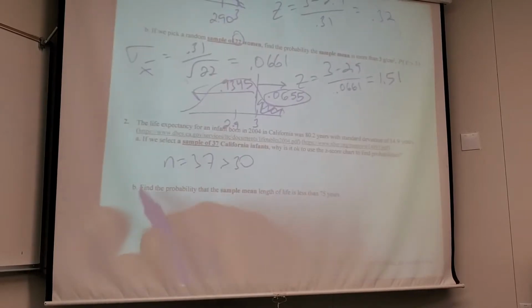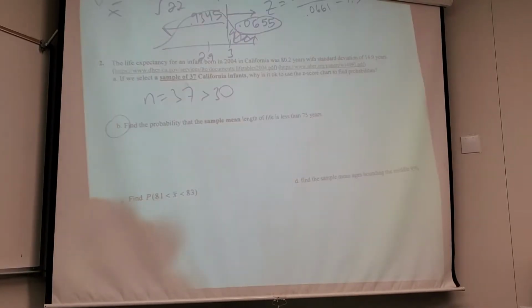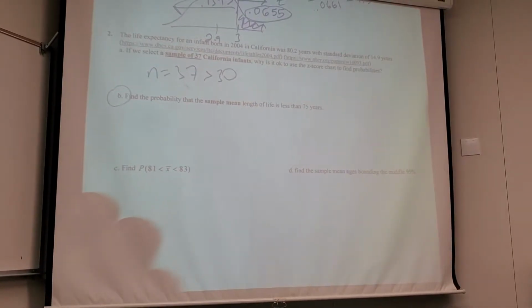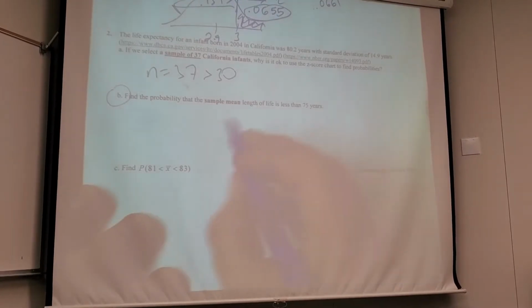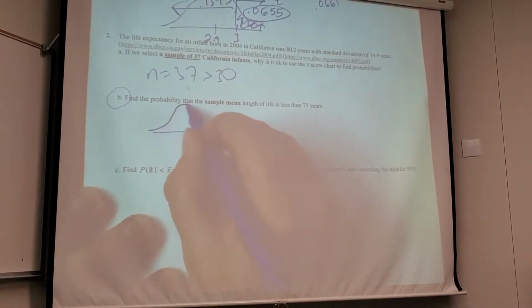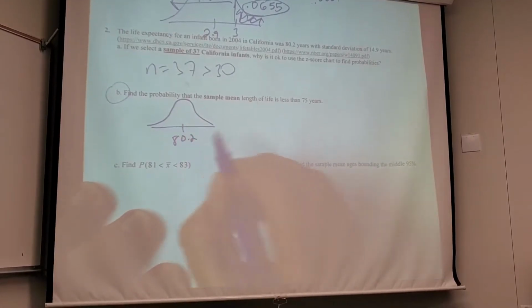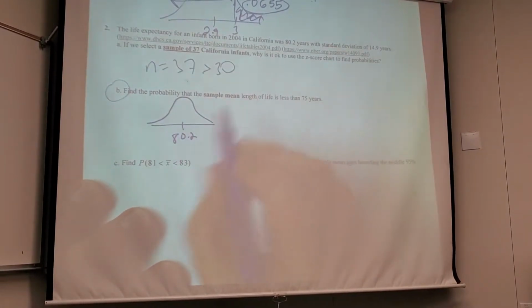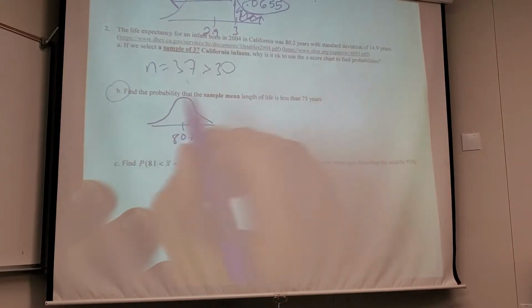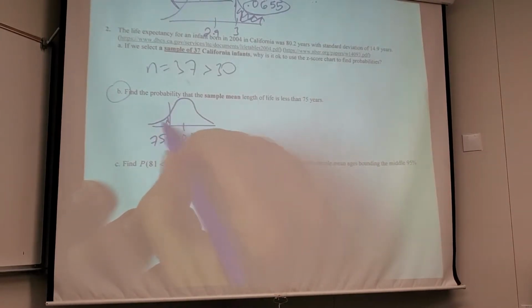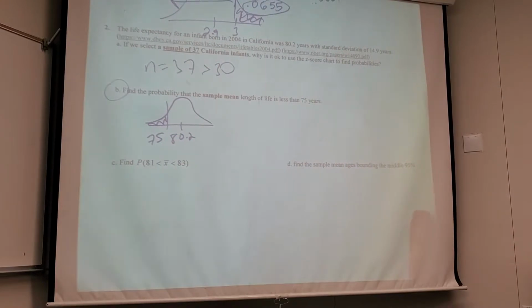So what's the very first thing I want to do in part B? Sure, I like it, you can draw a picture. What goes in the middle? 80.2. And then I'm curious about 75, right? We want this person to die early because we're evil.